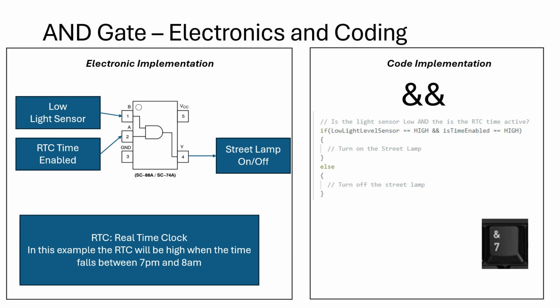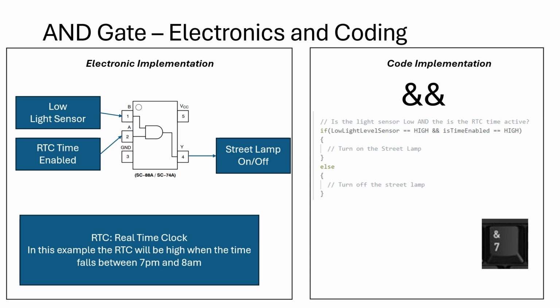When it passes 7 p.m., the RTC time will go high because it's within that time window. The low light sensor is still detecting low light because of the storm, so both are high. A and B are high, and therefore the street lamp will turn on.